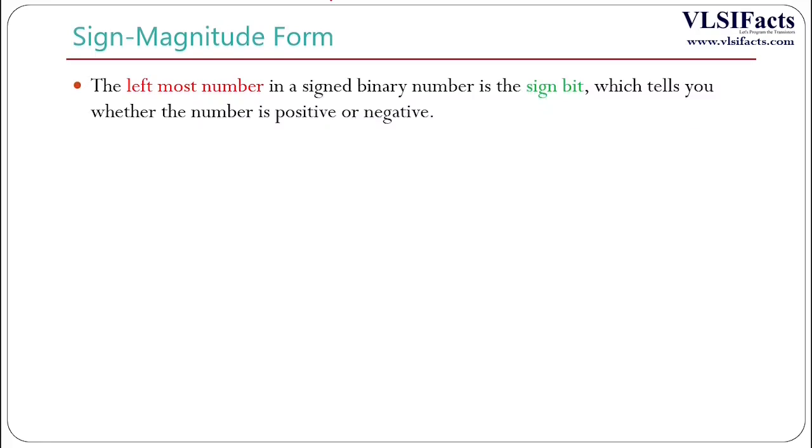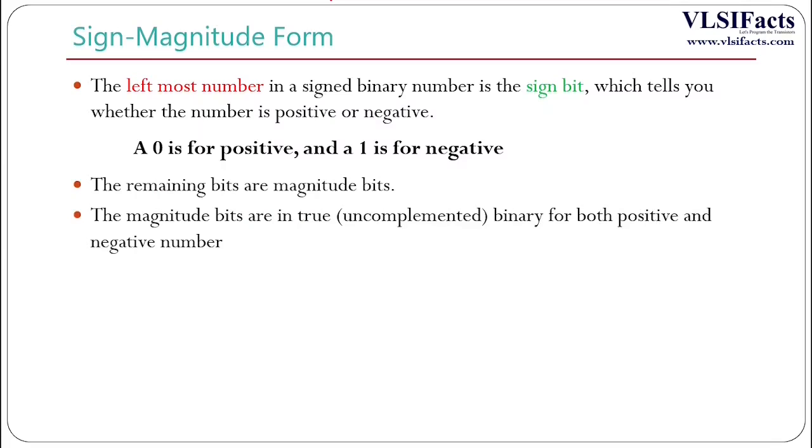The leftmost bit in a signed binary number is the sign bit, which we have already seen. That sign bit tells you whether the number is positive or negative. We have also seen that a 0 is for positive and a 1 is for negative.